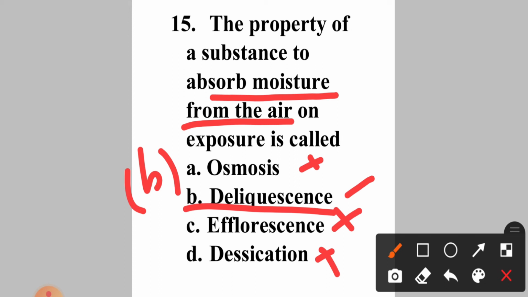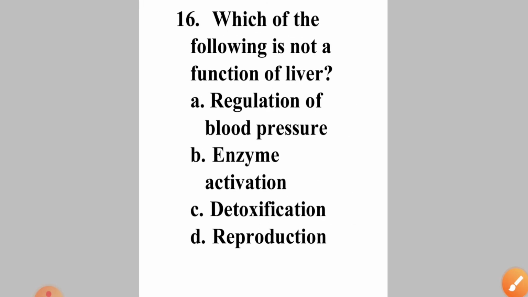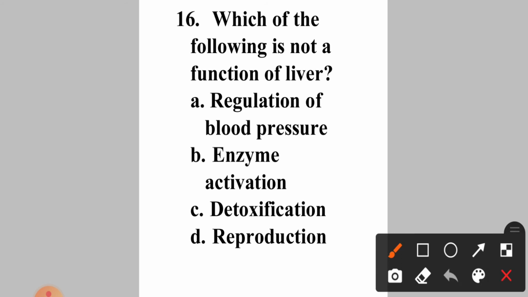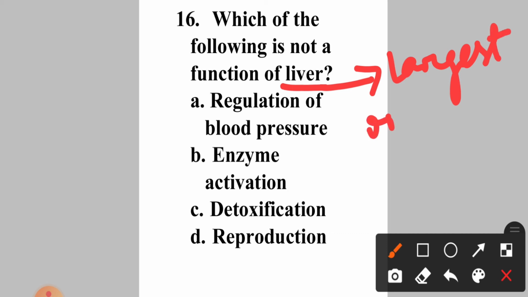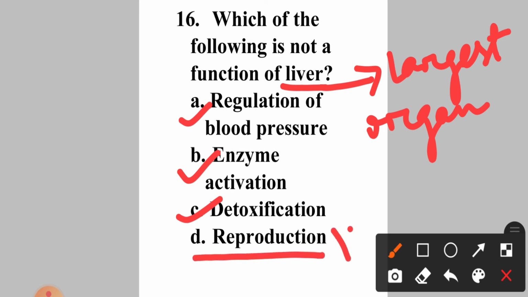Now come to question number 16. Which of the following is not a function of liver? Option A, regulation of blood pressure. Option B, enzyme activation, C, detoxification, D, reproduction. Okay, so what is liver? Liver is the body's largest internal organ which has many functions in the body. For example, it helps in protein synthesis, blood clotting, manufacturing triglycerides as well as cholesterol, then glycogen synthesis, bile production, detoxification of chemicals as well as metabolism of drugs. Okay, but it does not help in reproduction. So answer will be option D, that is reproduction.